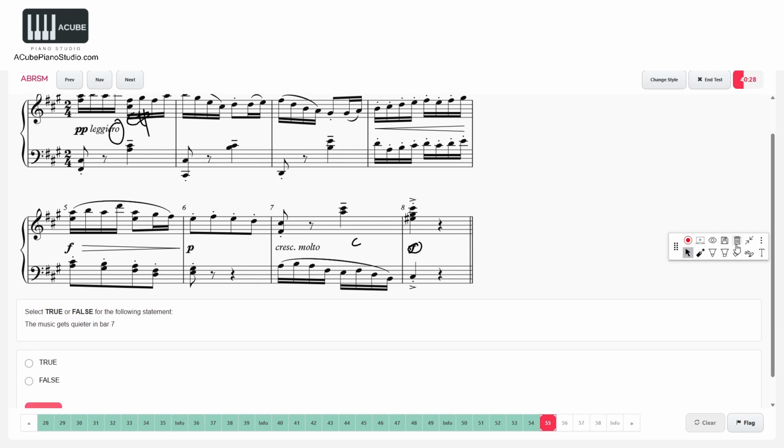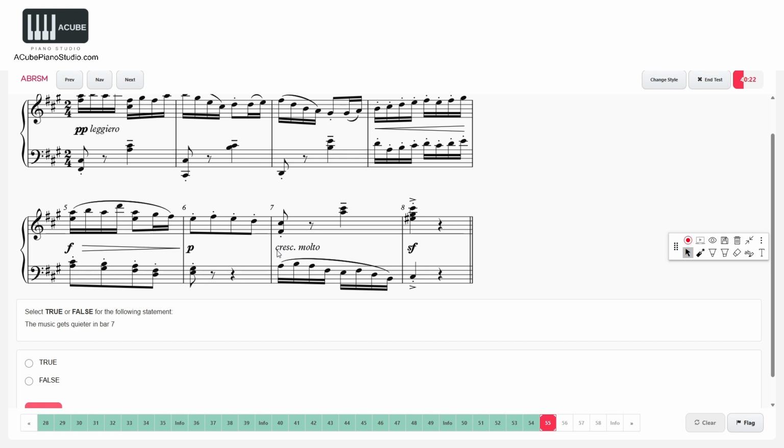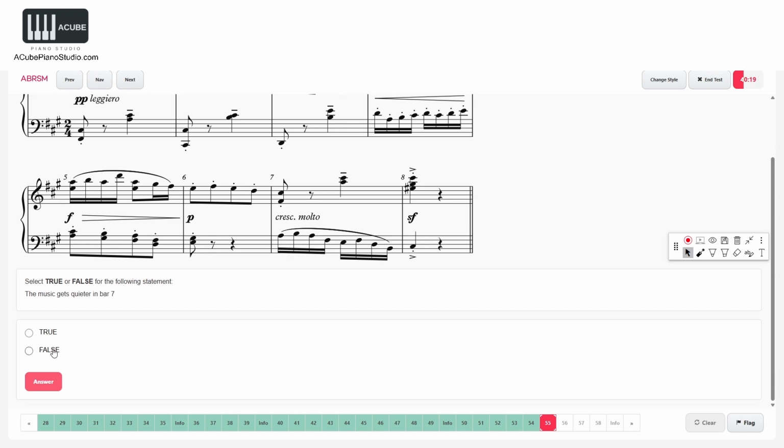Next, the music gets quieter in bar 7. No, it's getting louder because of this crescendo sign. So it's false.